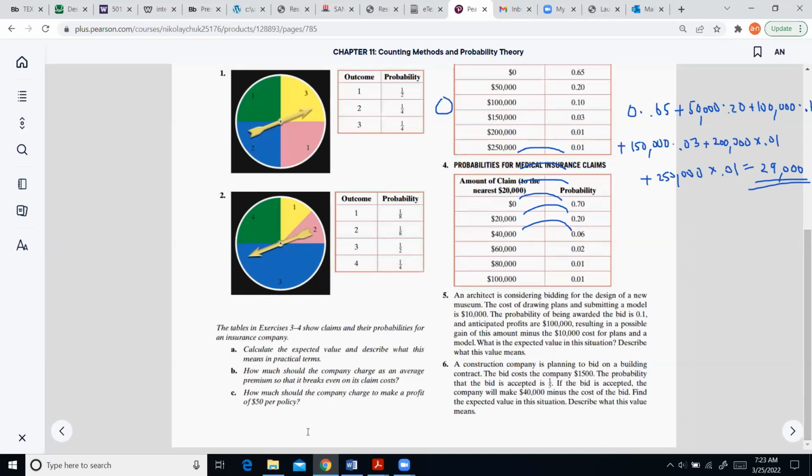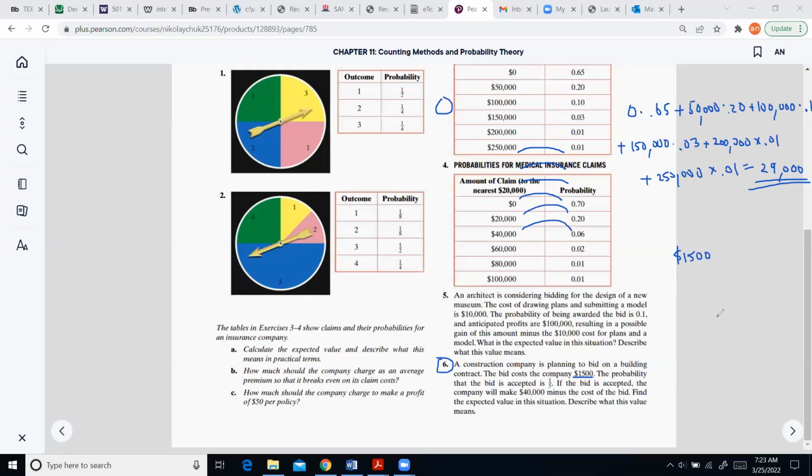Let me do an even problem for you. Exercise 6 says a construction company is planning to bid on a building contract. The bid costs the company $1,500. Let me write it down: 1,500, that's what they have to bid on.